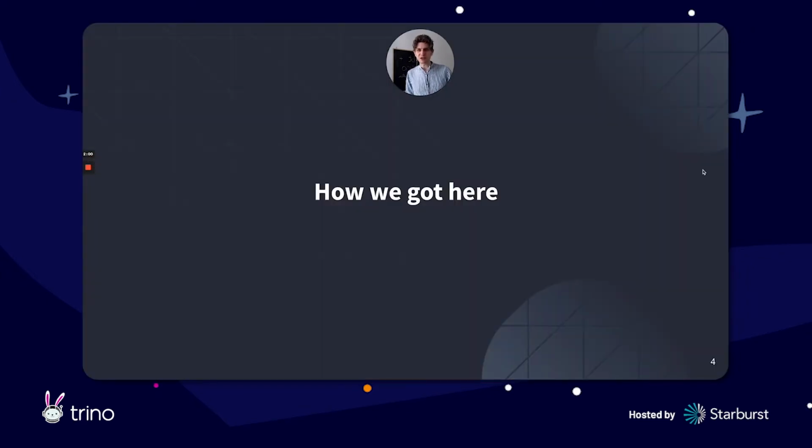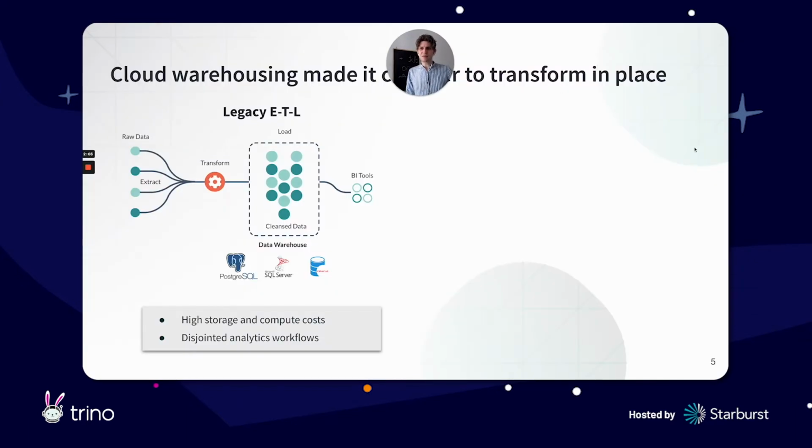Okay, a little bit of history, not too much. Cloud warehousing made it really cheap and easy to transform data in place. So unlike the legacy systems with Postgres, SQL Server, Oracle, and so on, where there's really high costs for storing data, multiple copies of data, as well as for computing on-the-fly aggregations, there was this need to have these heavy transformation pipelines upstream of the data actually landing in the warehouse, in the database.